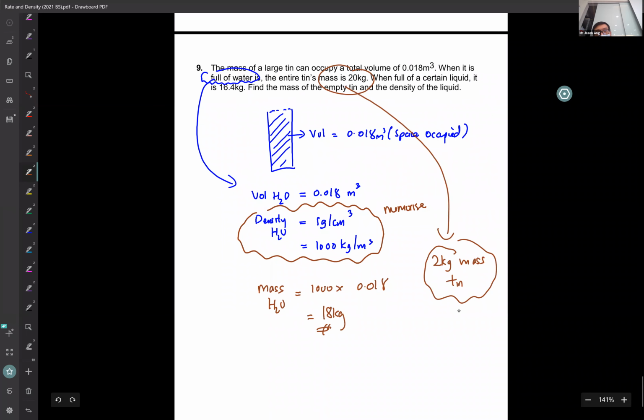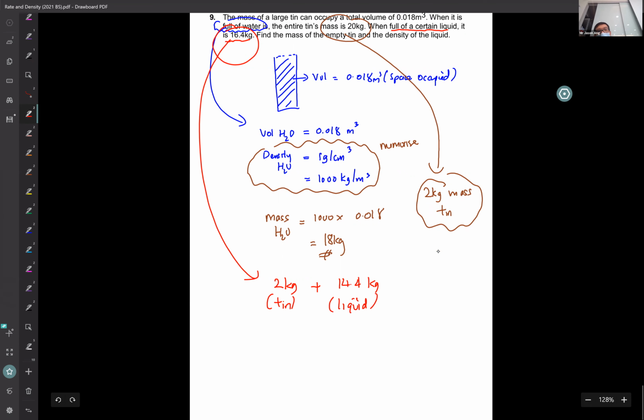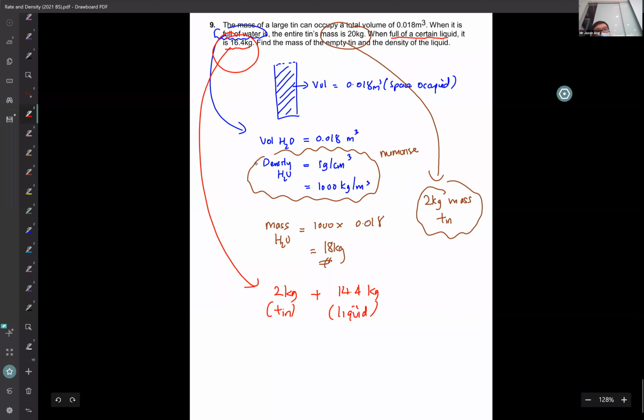You copy this first. Knowing that 2 kg is the mass of the empty tin, let's look at what they tell us about when it is filled with a certain liquid. It is actually 16.4. This 16.4 is the mass of the tin plus 14.4. This is the liquid. Is this clear to you? Because when you add these two values, you should get back the 16.4. So this is the mass of the liquid.